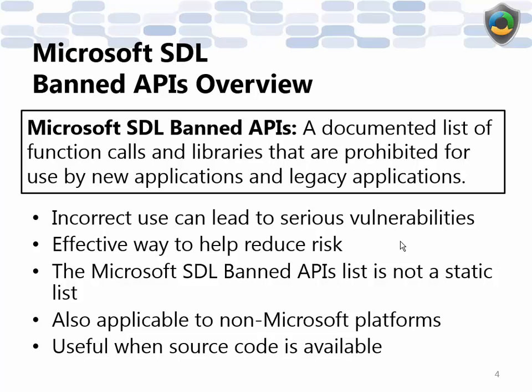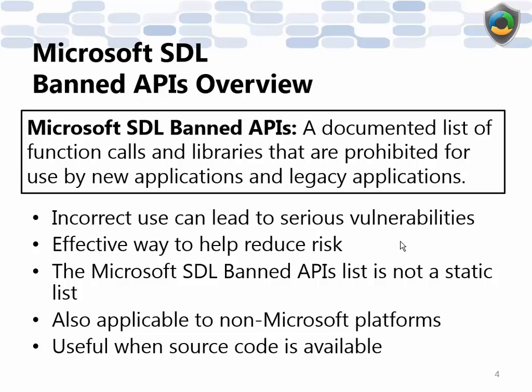When you develop apps, Microsoft has found that certain functions within the C runtime library, if used incorrectly, can lead to serious vulnerabilities in code. For instance, STRCPY, which is string copy, and STRCAT, which is string concat, when called incorrectly, can lead to buffer overflows. So the Microsoft SDL banned APIs is a documented list of these kinds of functions.